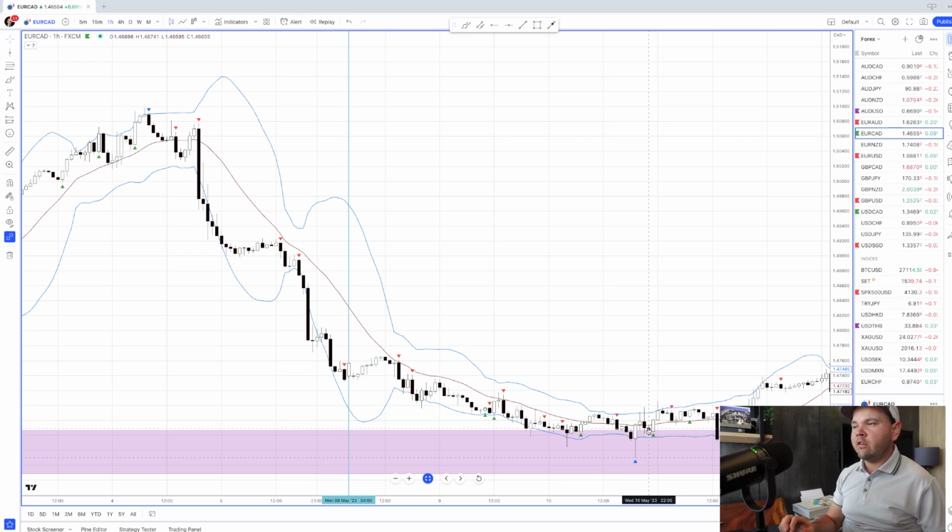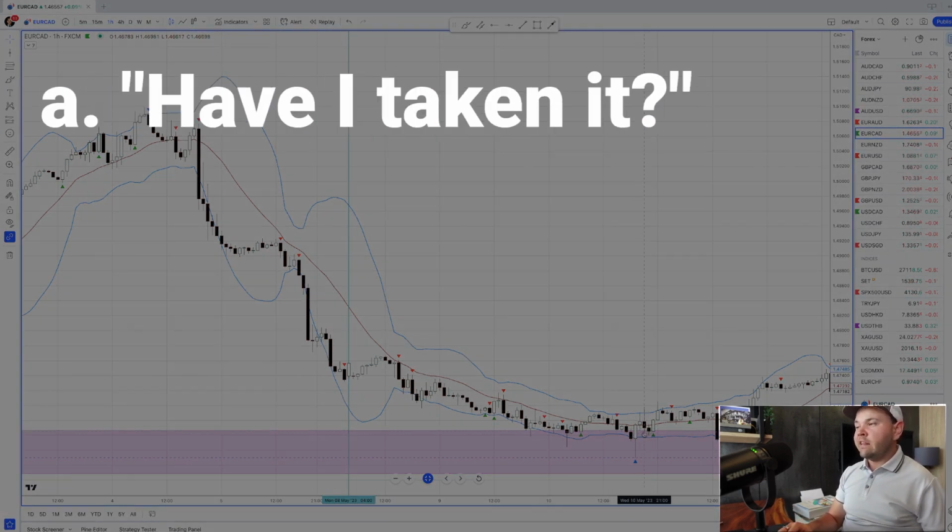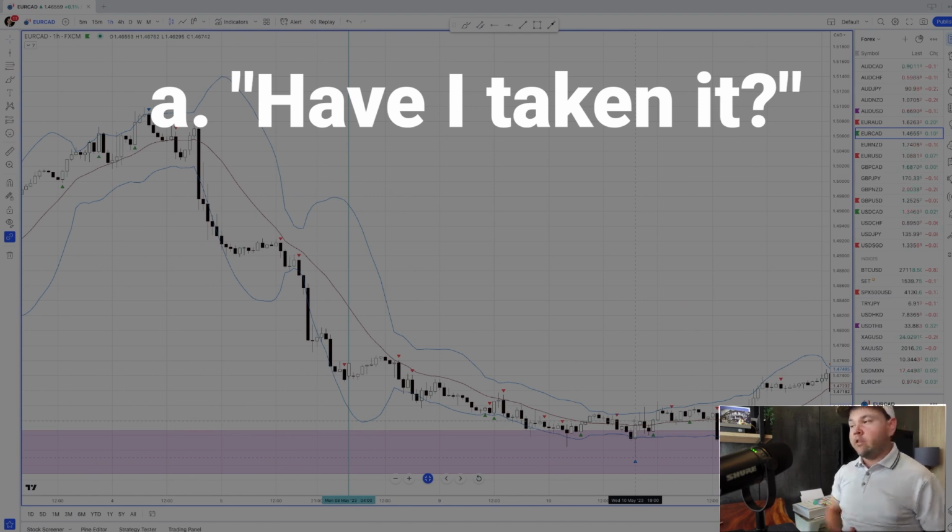Now, when you see a trade on the chart like this, you want to ask yourself 3 questions. The first question is, did I take this trade? In my case, of course, it's no, I didn't trade the past week. I was busy. I had my algos running, taking trades, but I was not taking manual trades myself. So no, I didn't take this trade.